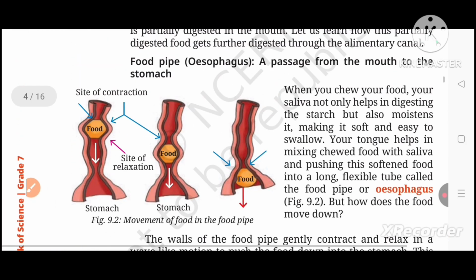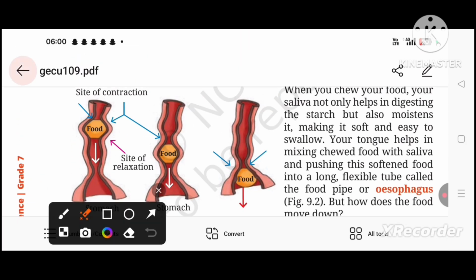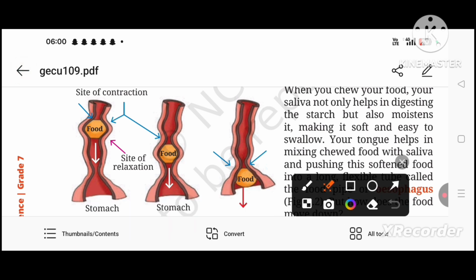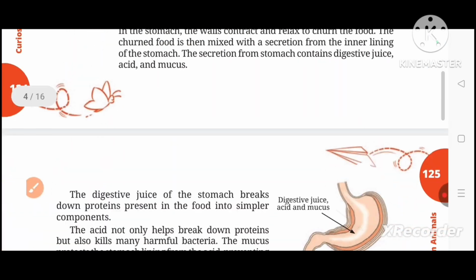The diagram shown here shows how the food particle moves down. This is the esophagus, and here is the stomach. The food particle goes downward. At the site of contraction and the site of relaxation, the food particles move downward as they pass through the esophagus. This portion contracts, this will relax. This portion will contract, this will relax. This is the movement of food particles in the food pipe.